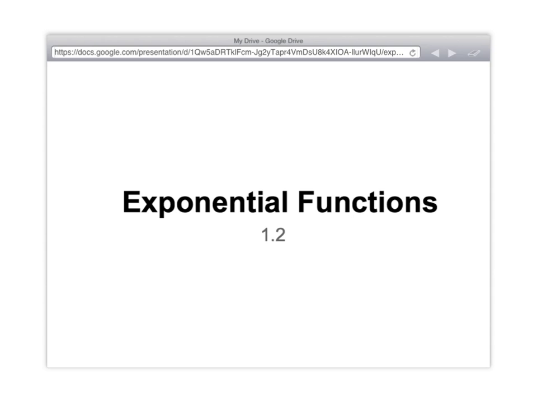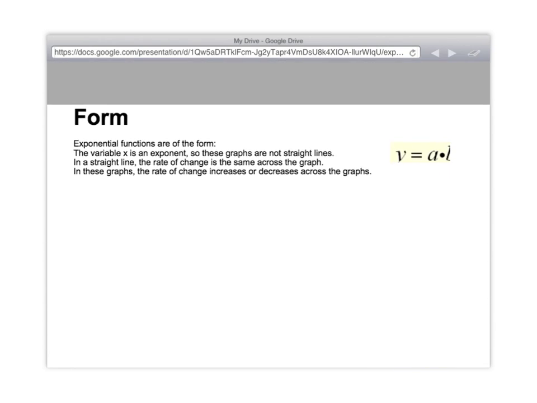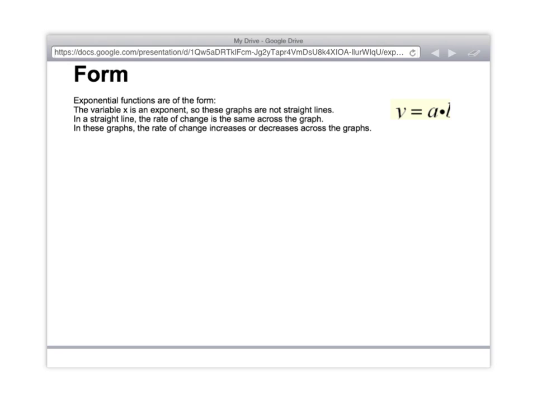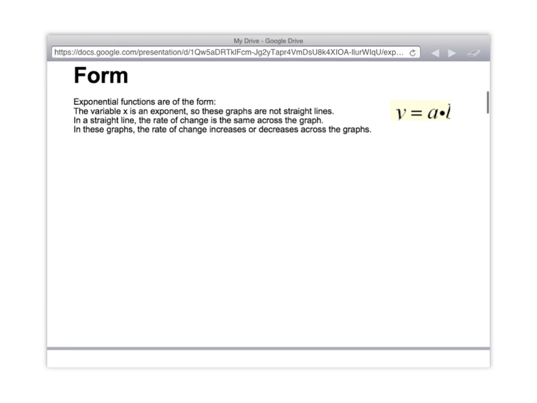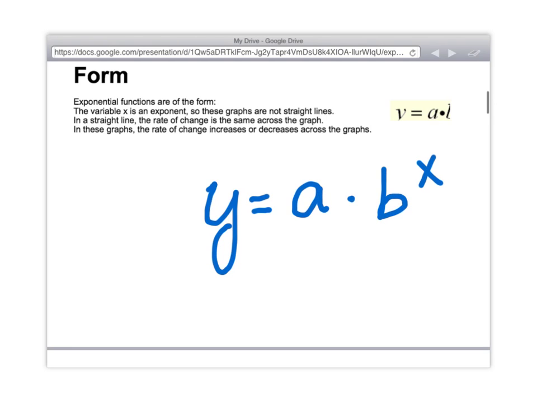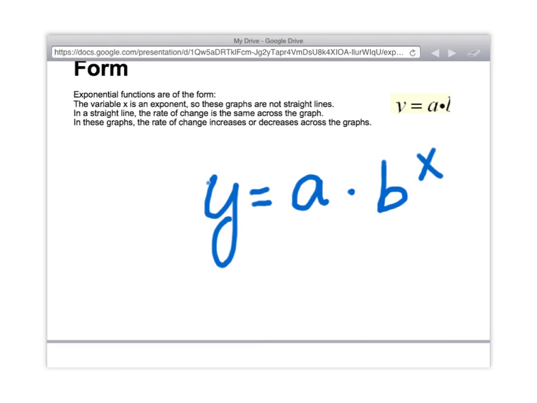Exponential functions are of the form y equals a times b to the x. Let's try writing it in: y equals a times some b that's raised to the x. The variable x is an exponent. Graphs aren't straight lines. In a straight line, the rate of change is the same across the graph, but in these graphs, the rate of change increases or decreases across the graphs.